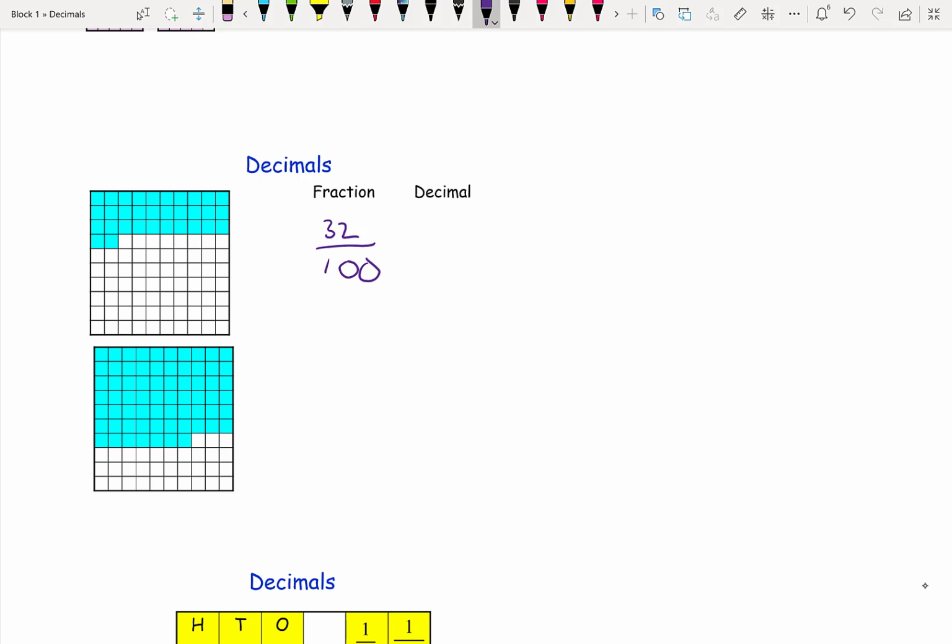Well, again, thinking back to my column, we had tens, we had units, we had tenths, and the column after that was our hundredths. And so if we've got 32 hundredths, we're going to end up having 0.32. So my decimal here is 0.32.